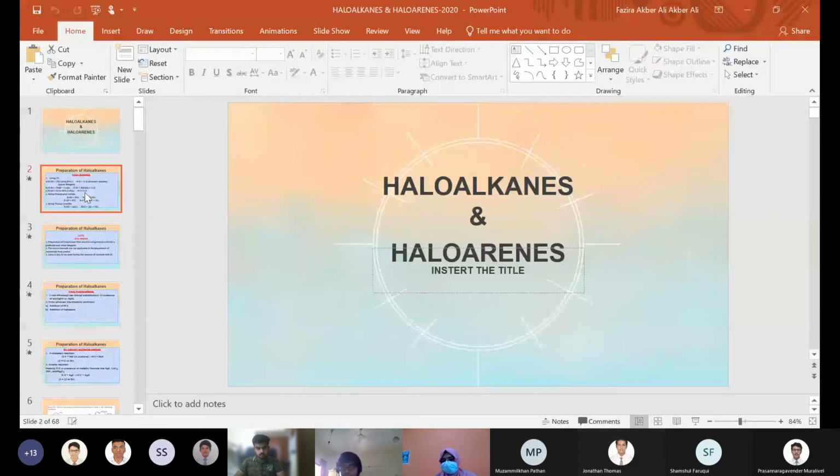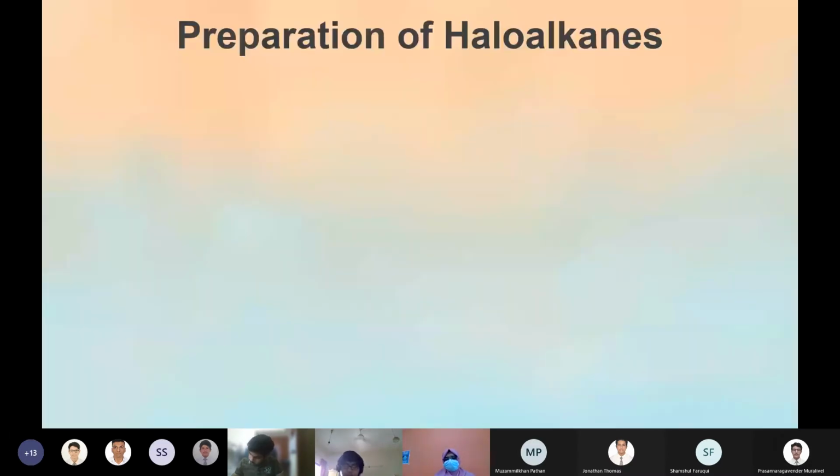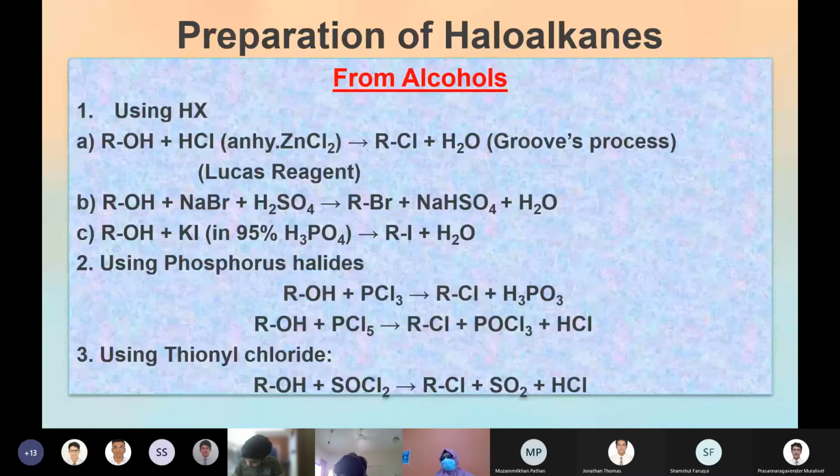So now we are moving to the reaction part, or organic reactions. We are starting from the preparation of haloalkanes. There are different ways of preparing haloalkanes. The first method is from alcohols. Alcohols are converted to haloalkanes. So this is the main heading. First method.